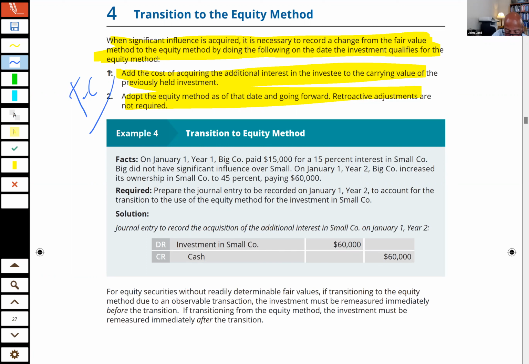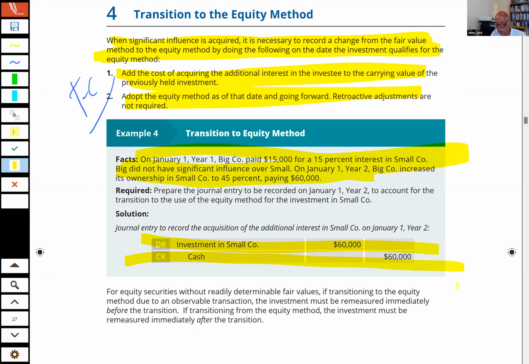Okay, so that's what happened on January 1st. They paid $15,000 for 15%. Then they went ahead and they bought some more, and that brought them to a total of 45% by paying $60,000. You simply debit the investment for the additional amount, credit the cash, and now you start using the equity method going forward. They used to make me calculate a cumulative effect adjustment. It was ridiculous. And so you should be thankful that they got rid of that.